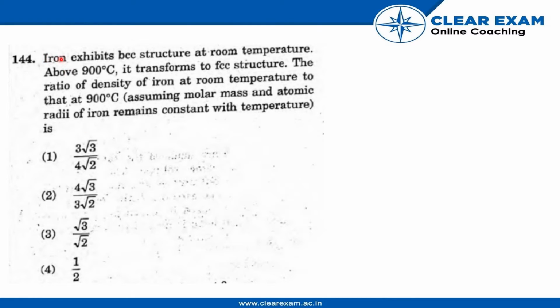So our question is, iron exhibits BCC structure at room temperature. Above 900 degrees Celsius, it transforms to FCC structure. The ratio of density of iron at room temperature to that at 900 degrees Celsius, assuming molar mass and atomic radii of iron remain constant with temperature, is.